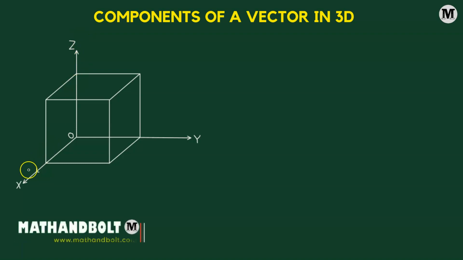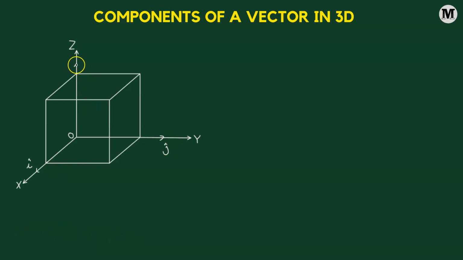Next, we have the unit vectors: i cap along the x-axis, j cap, the unit vector along the y-axis, and k cap, the unit vector along the z-axis. Now, let's say we have a point in space denoted by P with coordinates x, y, and z. Our goal will be to find the position vector of point P.